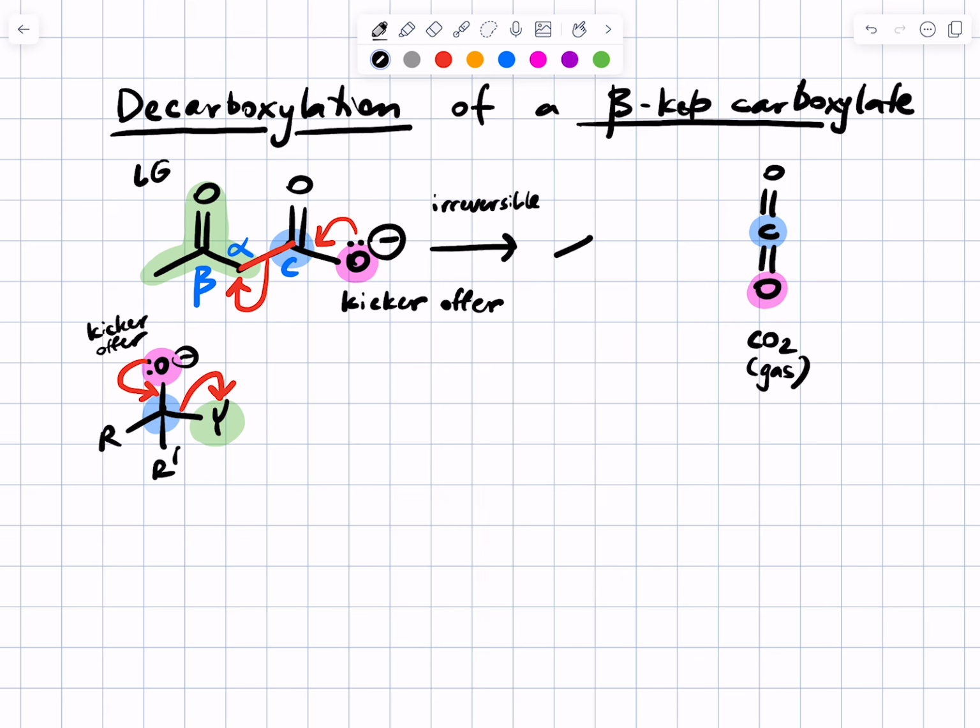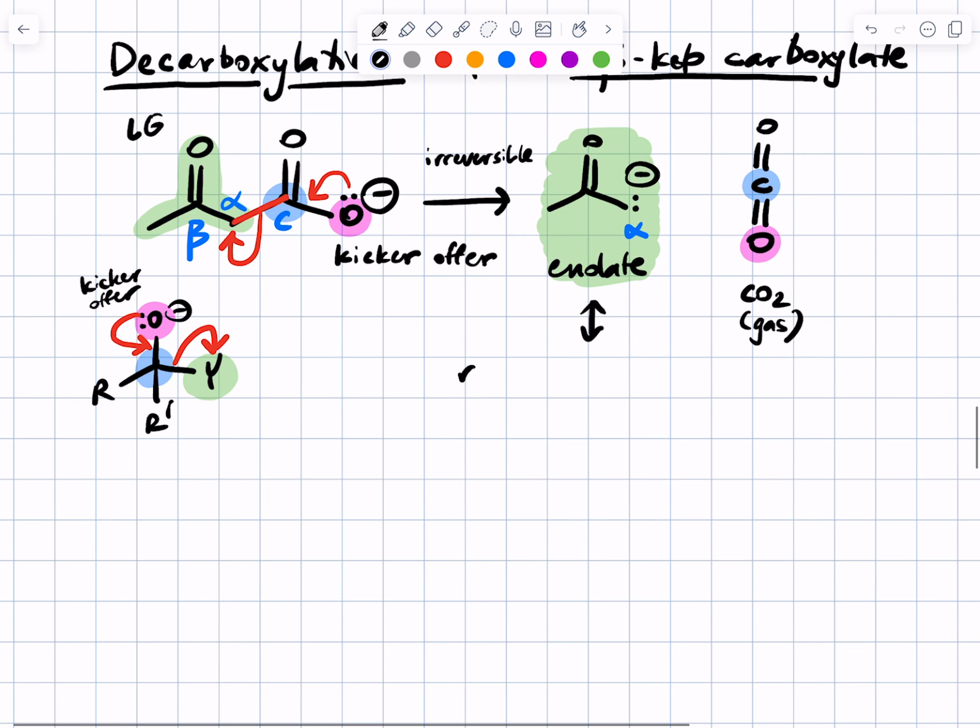Let's draw the leaving group. We've pointed the arrow to the alpha carbon, meaning the electrons from that red bond between the alpha carbon and carbonyl carbon must be a lone pair on that alpha carbon. That intermediate is an enolate. In other words, the leaving group is an enolate. Now, enolates are okay as leaving groups because they are resonance stabilized.